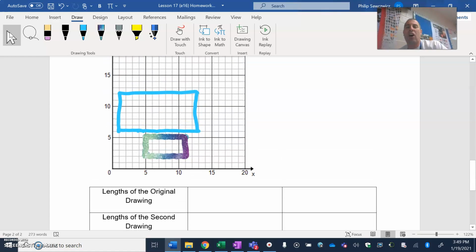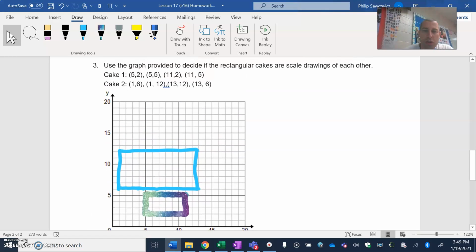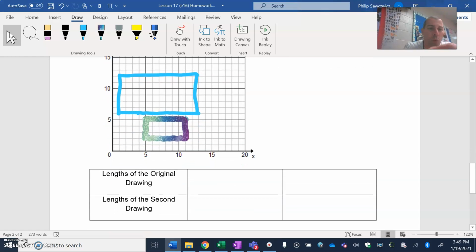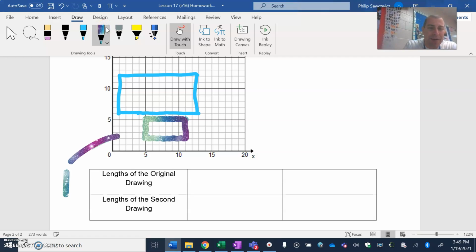All right. So the lengths of the original drawing. Typically when we talk about a length, that's kind of like the height. Width typically goes left to right. The main thing is it doesn't make a difference. All right. So the original drawing that was there will be the first one, which is cake number 1. So that's this guy right there.